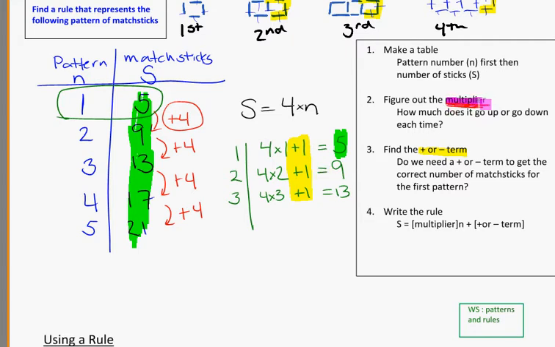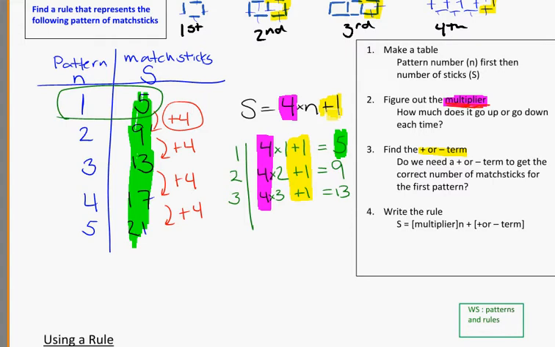And if you want to think about this as what we call our multiplier, that's how much it went up and down by each time. So we're going to times by the pattern number. That's why we call it the multiplier, because it's timesing. So that's the 4, the times 4 in the formula. So 4 times the pattern number, and the last thing that we can add on there is that plus or minus term, which is, in this case, the plus 1.